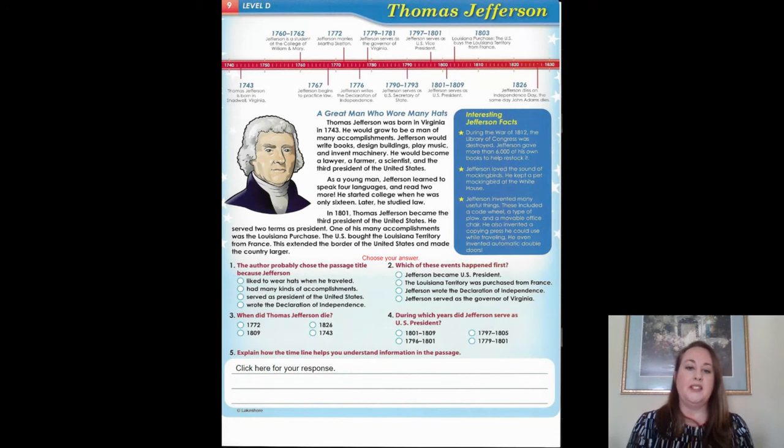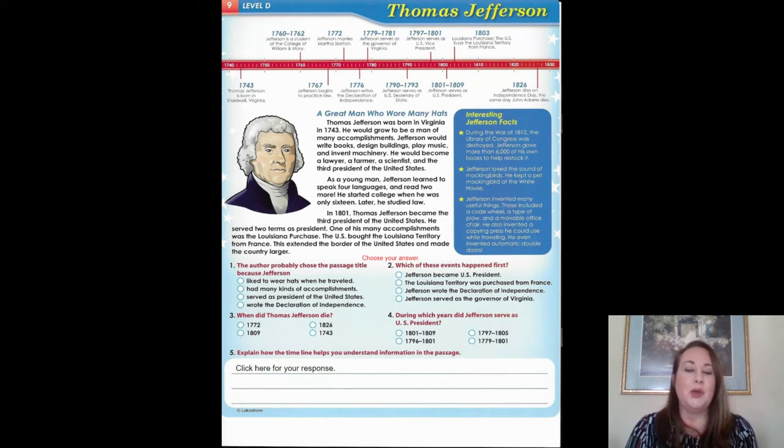Alright, so what we see here is a passage about Thomas Jefferson. Okay, so this is a historical text. It's actually talking about somebody, so it's also a biography if we're talking about the genre. But I see a lot of information on this page. I see the title of my passage, which is A Great Man Who Wore Many Hats. I see a picture of Thomas Jefferson.